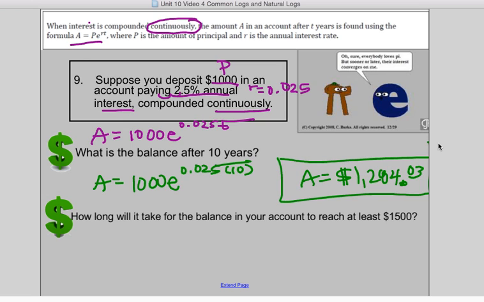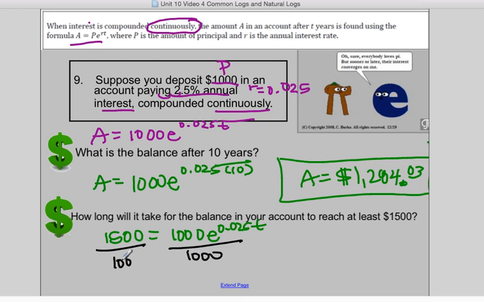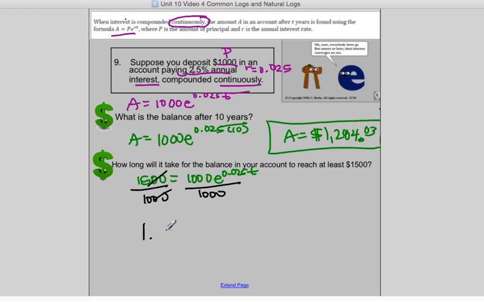That is part A. Part B says, how long will it take for the balance in your account to reach at least $1,500? Well, that's when we want our amount to be 1,500. So our A is 1,500 equals our 1,000 e to the 0.025t. We don't know t this time. That's what we're trying to find out. So I would start by dividing both sides by 1,000. The 2 zeros cancel. So 15 over 10 gives me 1.5.